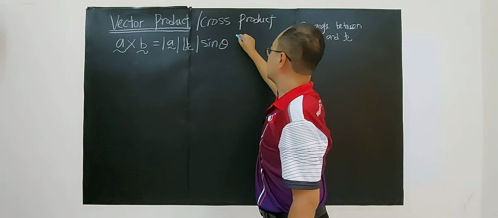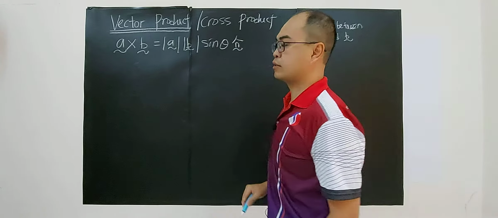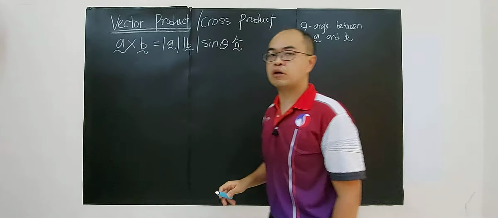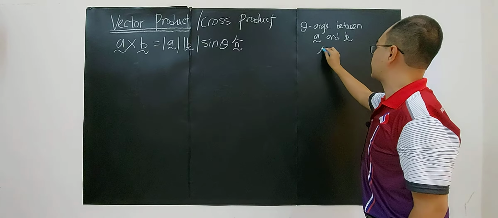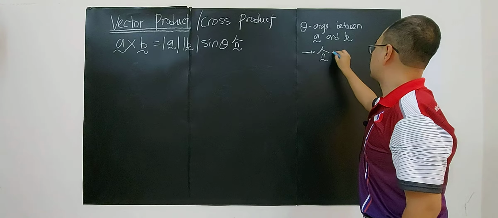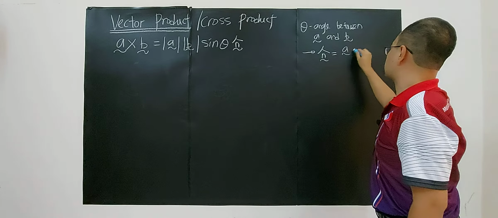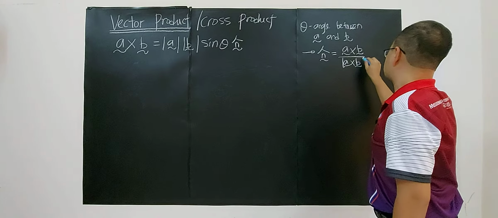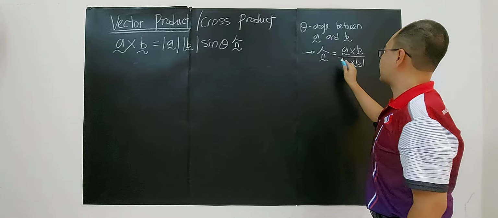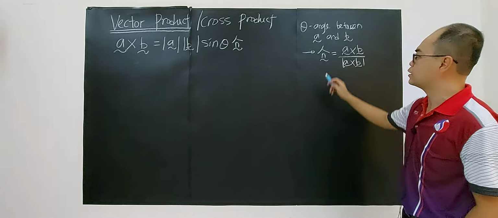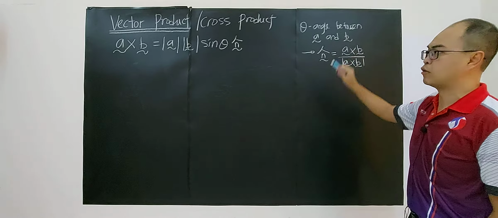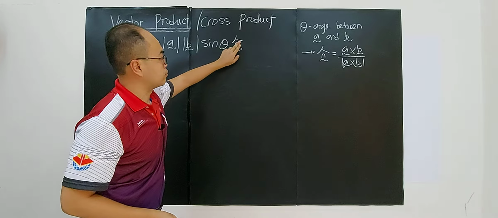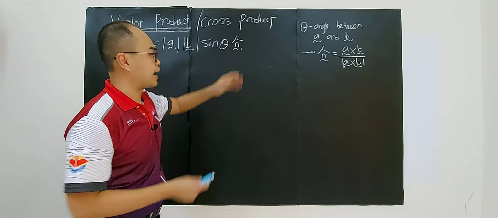Additionally, there is a unit vector in the direction of A cross B. This unit vector is defined as A cross B divided by the magnitude of A cross B, so it is a unit vector in the direction of A cross B. We add this to make it a right-hand system.